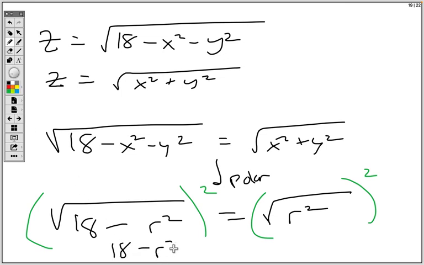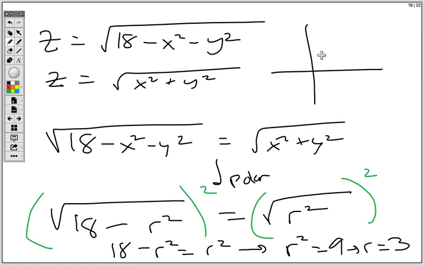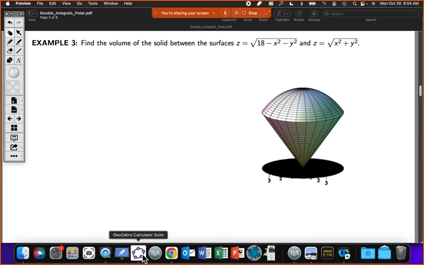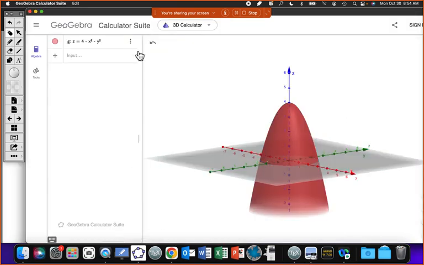So I get 18 minus r squared equals r squared. So what would r squared be? That would just be 9. So I could take r to be what then? Yeah, 3. And once again, we're going to be inside or outside the circle? Yeah.